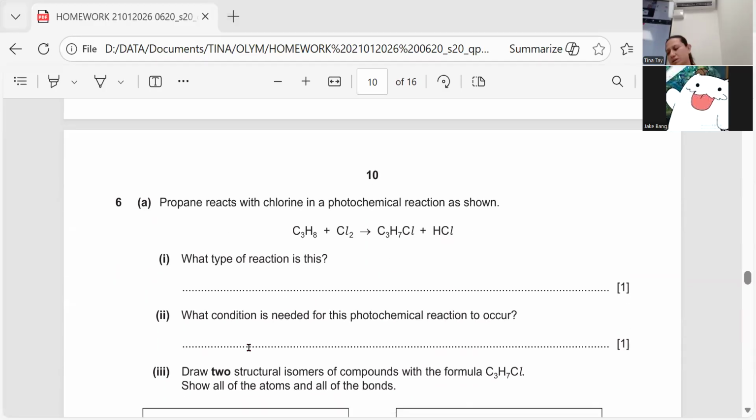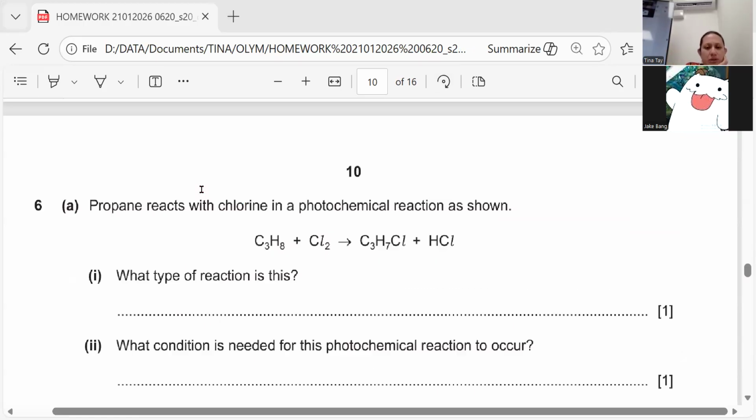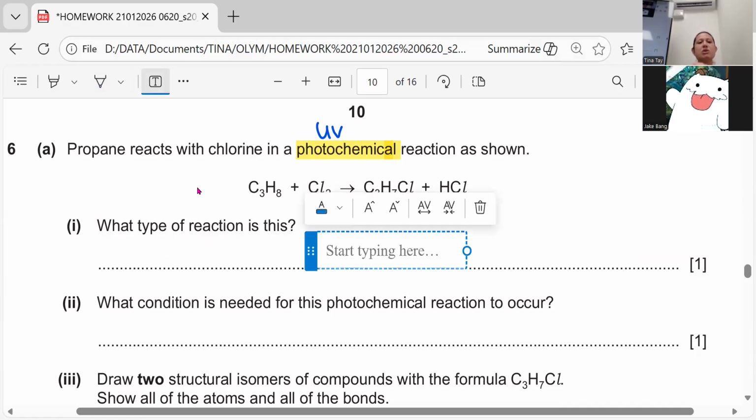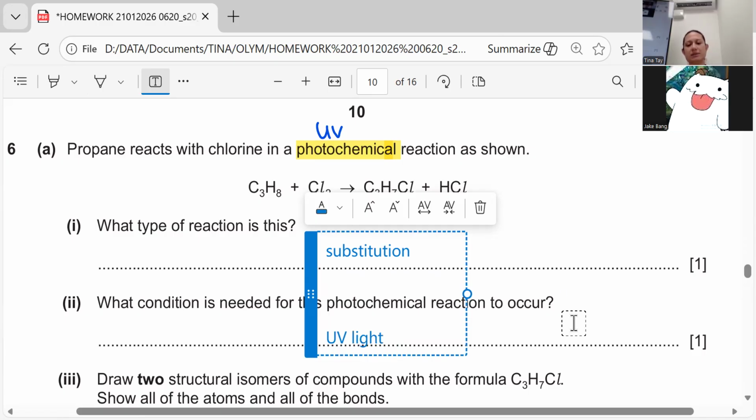All right, now: propane reacts with chlorine in a photochemical reaction as shown. Photochemical means a reaction that requires UV light. What other photochemical reaction do you know? Photosynthesis. If you write down that the type of reaction is photochemical, you're just copying from the question. So what is it? Substitution. What condition is needed for a photochemical reaction? UV light. You cannot just say light, you must say UV light.